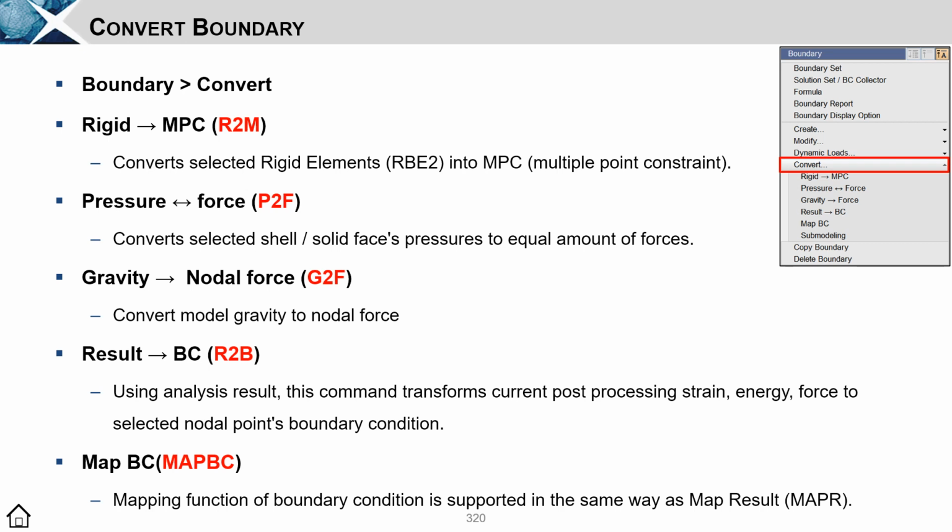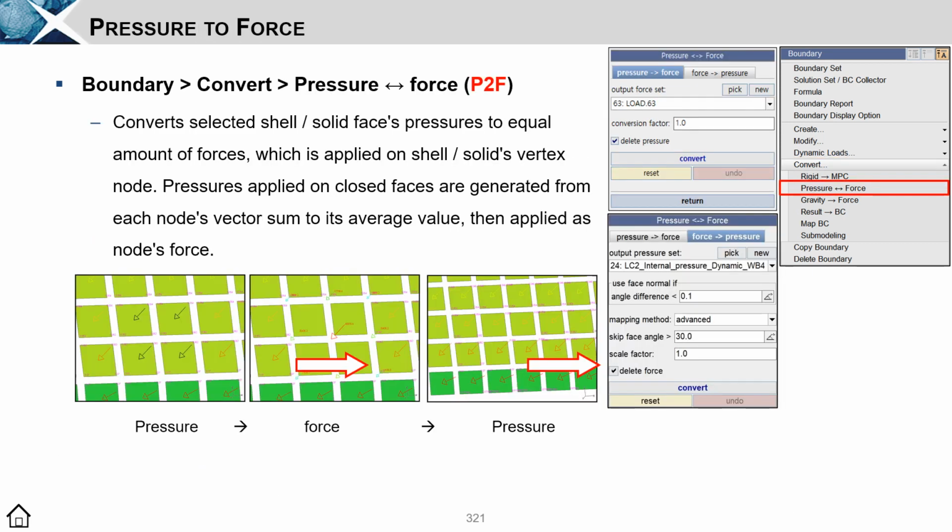The conversion function supports 5 methods as shown below: R2M, P2F, G2F, R2B, map BC. You can change the force to the pressure using this function. It converts selected shell solid face pressures to an equal amount of forces, which is applied on the shell solid's vertex node.